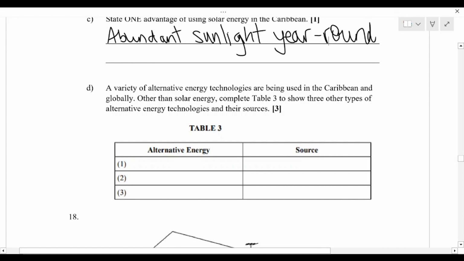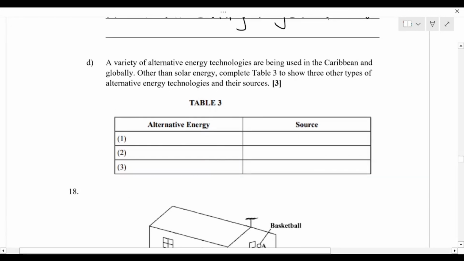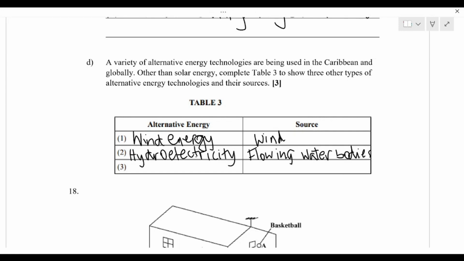Other than solar energy, complete Table 3 to show 3 other types of alternative energy technologies and their sources. So apart from solar, we have wind energy, which of course we get from the wind. We have hydroelectricity from flowing bodies of water. And finally, I'll put geothermal, which we get from heat in the center of the earth.